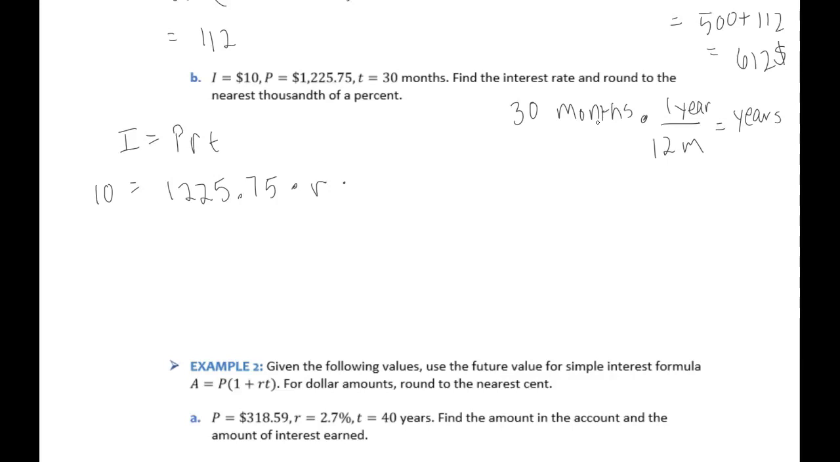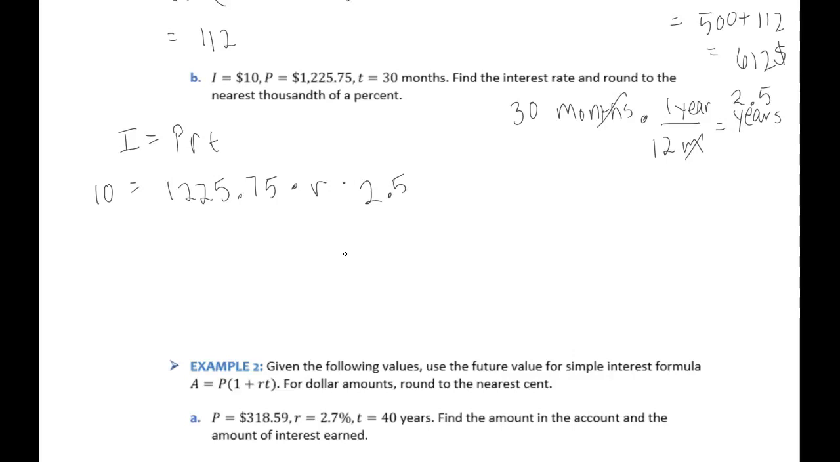If I do that, then these months will cancel, right? And that will leave me with the number of years here. So you end up with 2.5. So that 30 months is 2.5 years. So I will use that as 2.5 here.